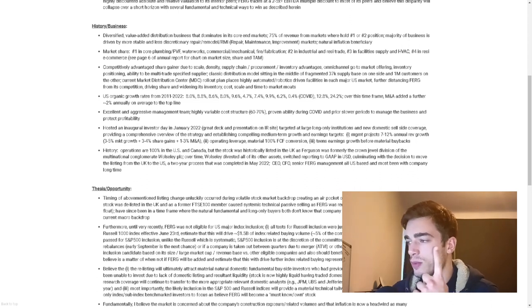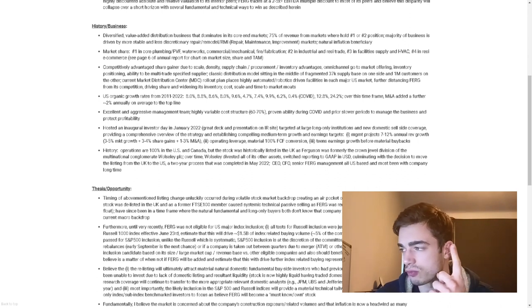Number one, management projects 7 to 12% annual revenue growth: 3 to 5% market growth, plus 3 to 4% share gains, plus 1 to 3% M&A. Number two, operating leverage, material, 100% FCF conversion. Number three, teens earnings growth before material buybacks.